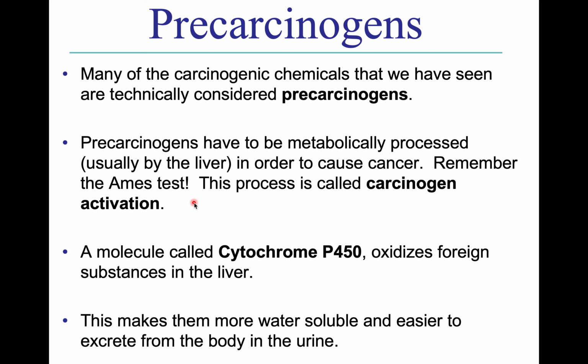And the main enzyme involved with carcinogen activation is called cytochrome P450. So it's a liver enzyme. There's a lot of interest in this because this is the key enzyme that metabolizes lots of drugs. So the pharmaceutical industry is very focused on how cytochrome P450 would interact with any potential drugs that are being produced. And basically what cytochrome P450 does is it's going to oxidize foreign substances in an attempt to make them more water soluble and basically easier to excrete from the body in the urine.